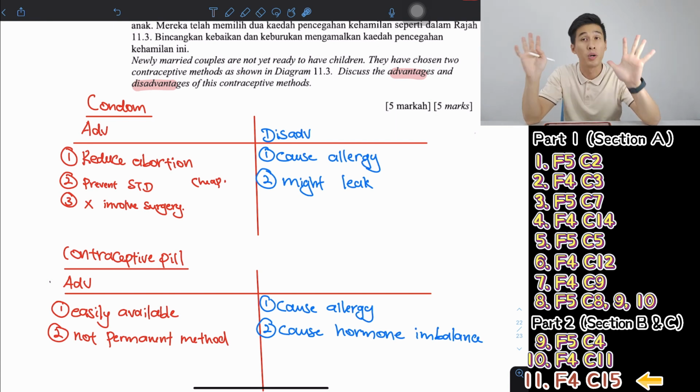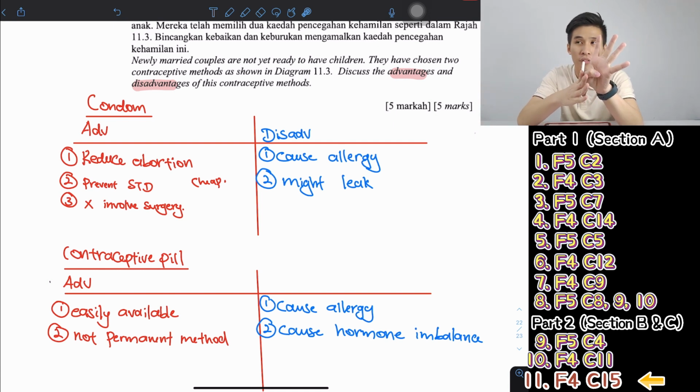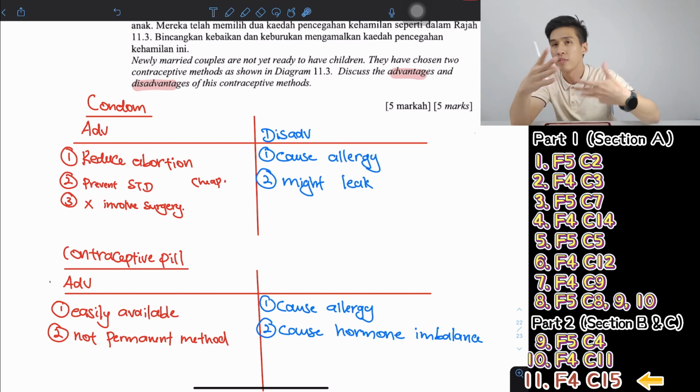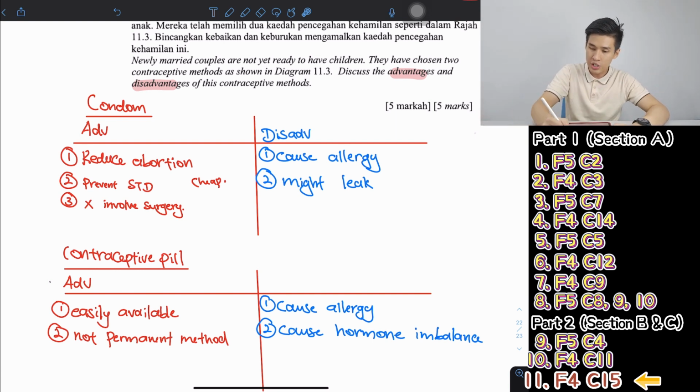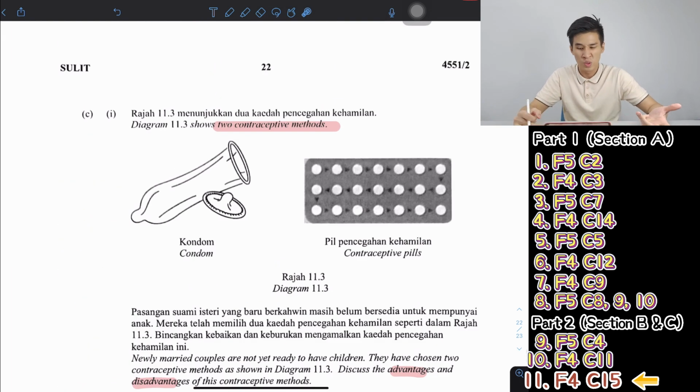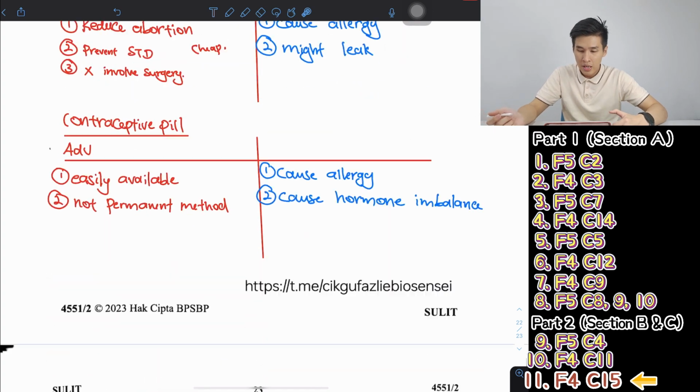So it's not permanent. Only when you take the contraceptive pill will you not have a baby. After next month, if you don't take it, then you can become pregnant. So it's not a permanent thing, it's just a short-term thing. And just like the condom, this might cause allergy. Some people may be allergic to the substance inside the pill.